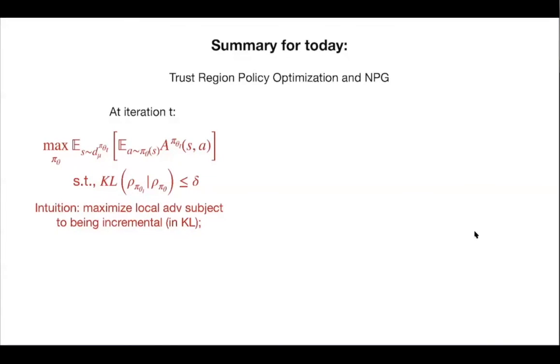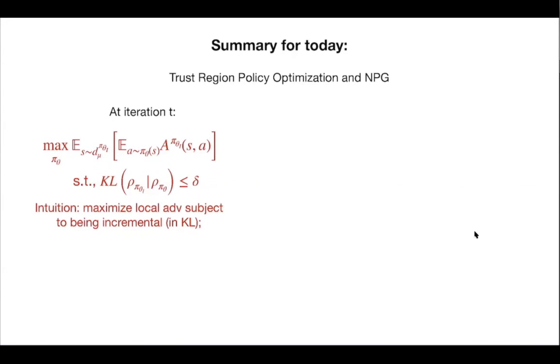Right, so that's all I want to cover. So let's just do a quick summary. All right, so we talked about trust region policy optimization, and it's motivated from conservative policy iteration, right? So we said that, at iteration t, let's try to find the policy that maximizes the local advantage against the current policy, subject to a KL constraint, right? So in other words, we want to be greedy, but simultaneously we want to be incremental when we update, right? Incremental here means the KL divergence is not too big, right?